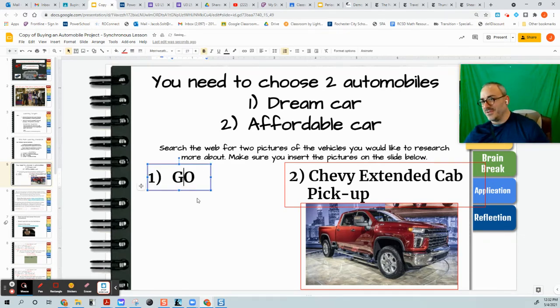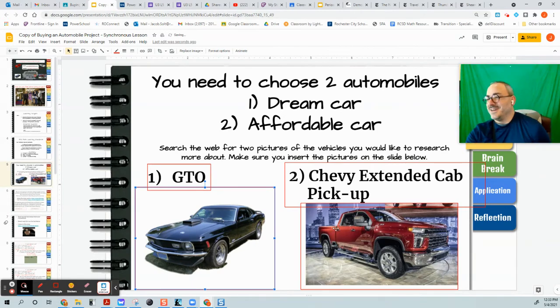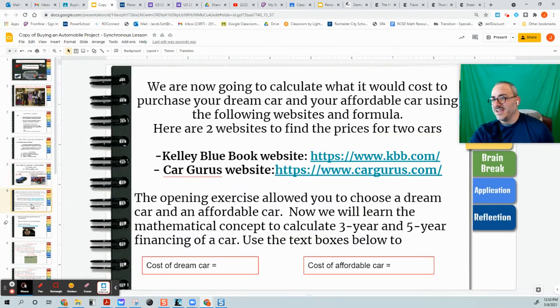So let me put all that stuff back. But you'll be getting rid of this stuff and putting in the pictures of the vehicles you want to get, right? Your dream car and your affordable car. Once you find the pictures and the names and make your selections, you'll go online. You'll go to Kelley Blue Book or Car Gurus. You want to put in the cost of the dream car and the cost of the affordable car. Look for the average or the median or something like that. Look for an actual vehicle being sold. We want real prices here. This is supposed to be representing real world situations.